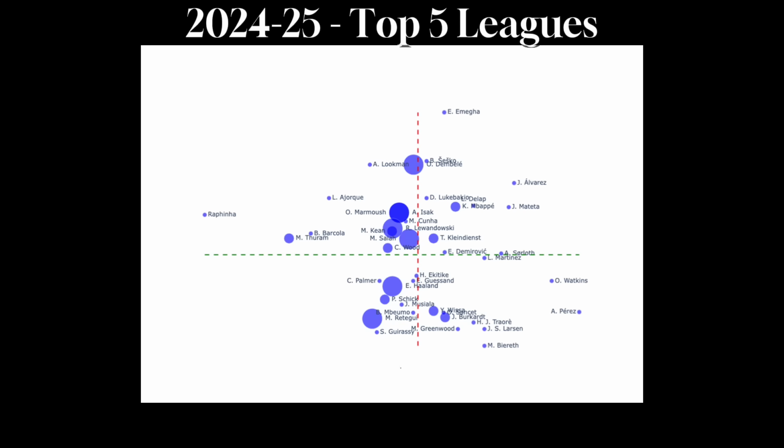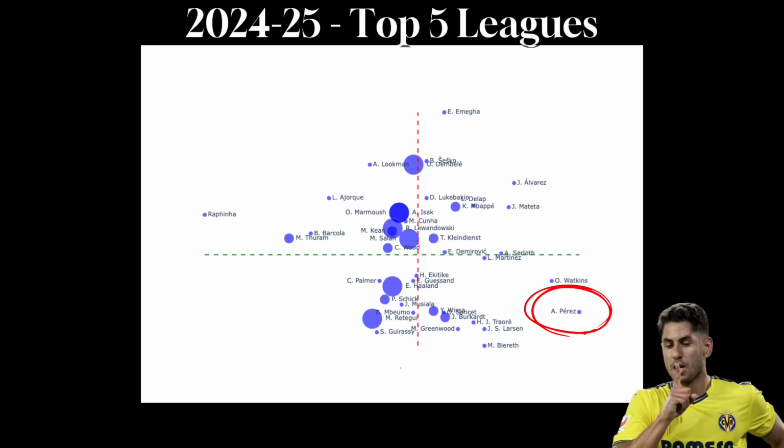The only player further to the right than Ollie Watkins is Ayoze Perez. Of his 12 non-penalty goals, 11 were very important to the match outcome. Premier League fans may remember him from his days at Newcastle and Leicester. Now at Villarreal, he's become a bit of a bagsman.